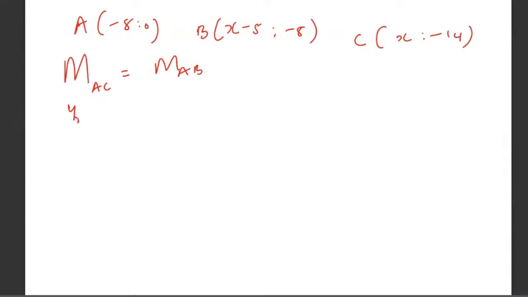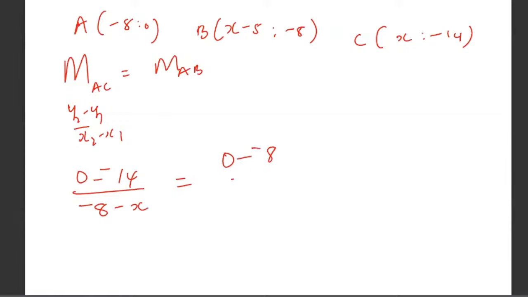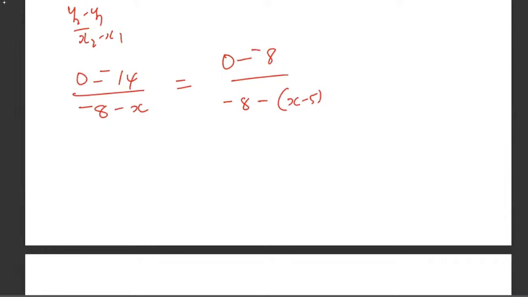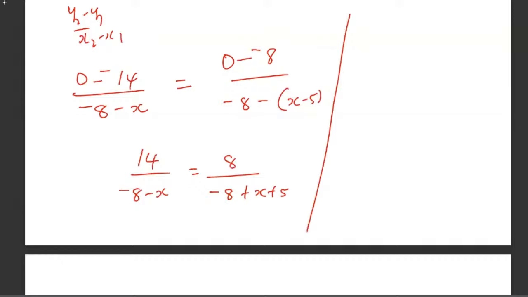Okay, so we know that Y2 minus Y1 over X2 minus X1, just the gradient formula, substitute. So for AC, I'm going to have 0 minus minus 14 over negative 8 minus x is equal to 0 minus minus 8 over negative 8 minus x minus 5. Okay, so let me simplify this. So that's going to be 14 over negative 8 minus x is equal to 8 over negative 8 plus x plus 5. I'll do the cross multiplication at this point.